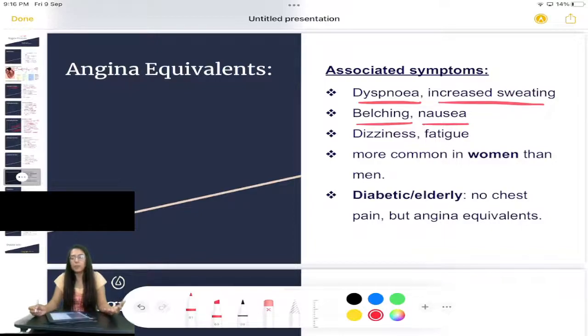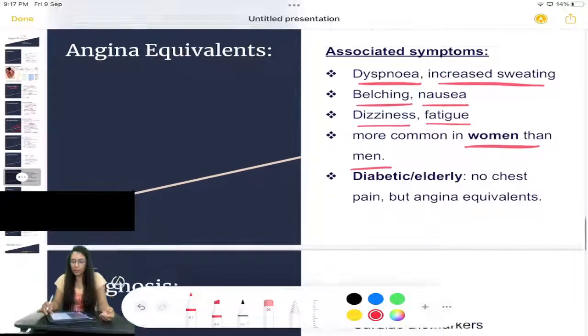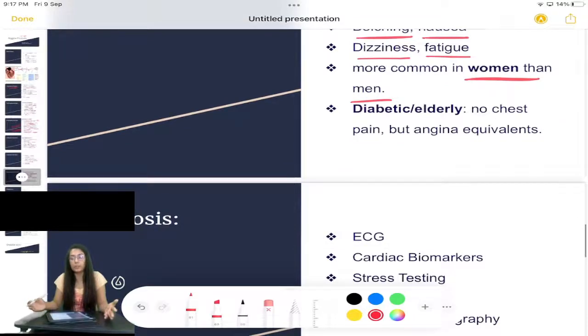I told you it will mimic acute gastritis, so we need to differentiate between acute gastritis and angina. It also presents with dizziness, fatigability, weakness, very commonly presenting like that. Angina equivalent is more common in women than men, and obviously, diabetics and elderly will usually present with only angina equivalents and not chest pain.